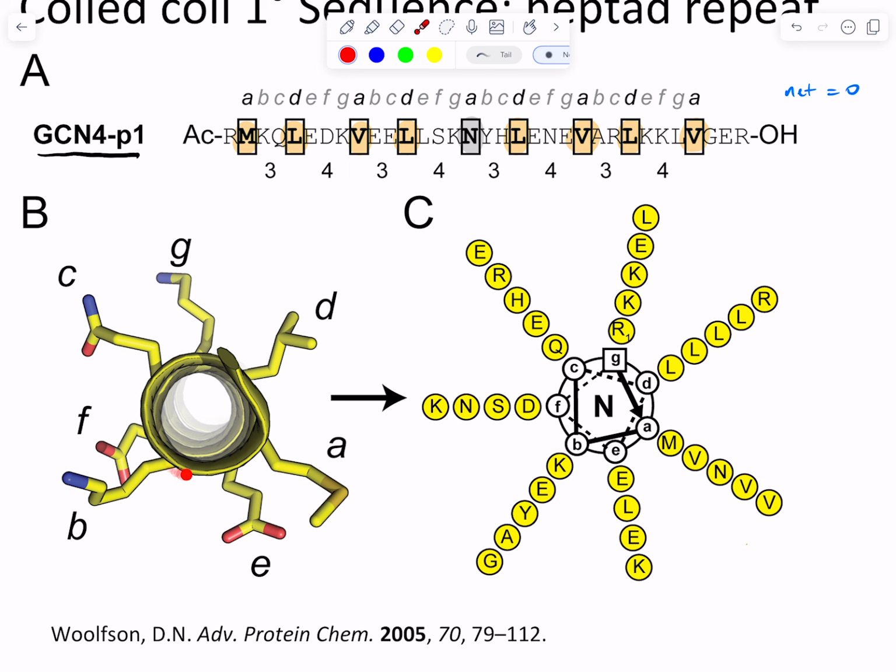This is the view of this peptide in the crystal structure when it forms an alpha helix. We're only looking at amino acids in the first 7 residues. Here's the methionine at A. Here's the lysine at B. Here's the glutamine at C. Here's the leucine at D, the glutamate at E, the aspartate at F, and then the lysine at G.